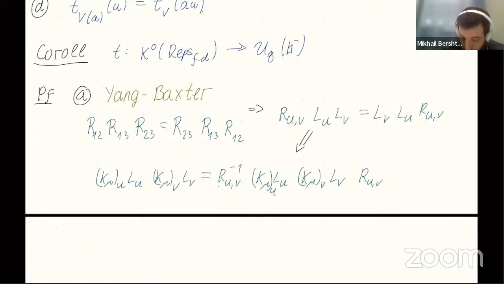How do I get this? First of all, I moved R here, and then I multiplied the left and right side by the following product, K mu acting on U tensor K mu acting on V. But this is just the action of the Cartan element on the tensor product. And this Cartan element commutes with the R matrix. So on the left part, I just move it, and K acting on V commutes with this and this and ends up here. And on the right side, I should commute this K with the R matrix. So I use that the R matrix UV commutes with K mu U K mu V.